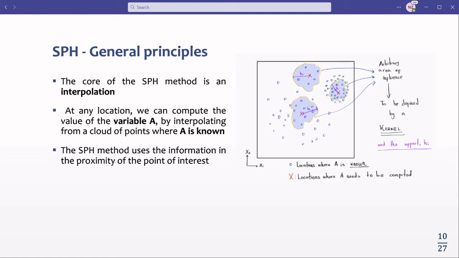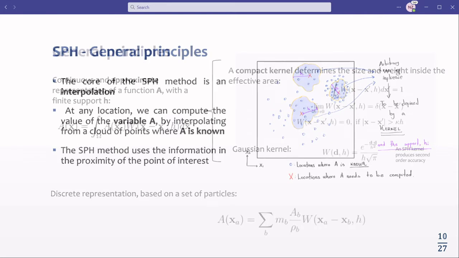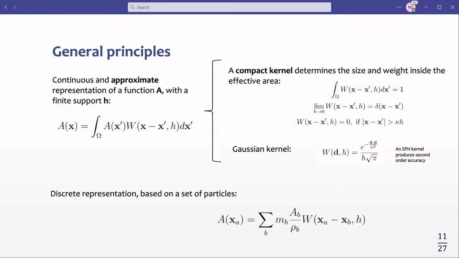But the picture here is when the support is larger, so more points are influencing the variable A at the location x. If on the other side h becomes smaller, so the area of influence is smaller, and thus fewer points are impacting the value of A at the desired locations. So we have to take into account that SPH always needs to compute the points in the proximity of interest.